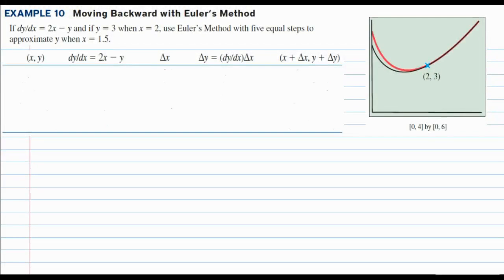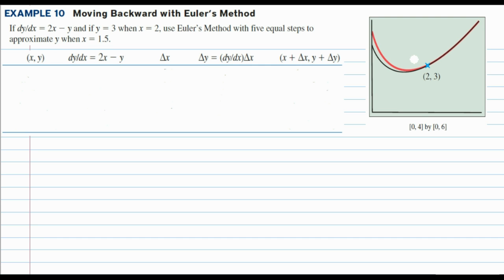This is the screencast for section 6.1, example 10. We're going to move backwards with Euler's method. So it's the same process as regular Euler's method, it's just that now we're going to start out with a point and try to estimate a y value using a smaller x value. So we're going to go backwards to the left.